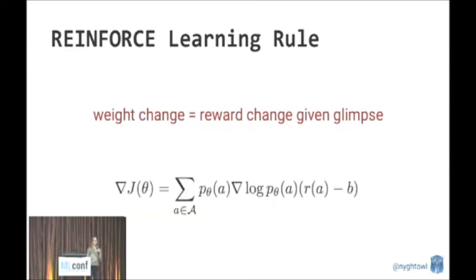The paper actually has a little bit more complex version, but Williams apparently wrote this back in 1992, and ultimately, you're changing your weights based on the rewards given the glimpse that you've had, or the location of, or the selection of the image that you just referenced.